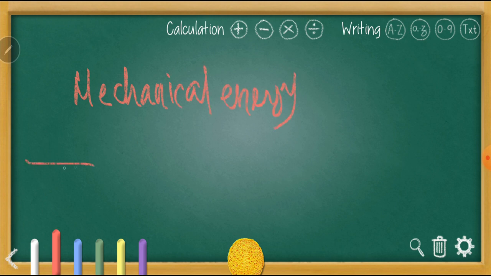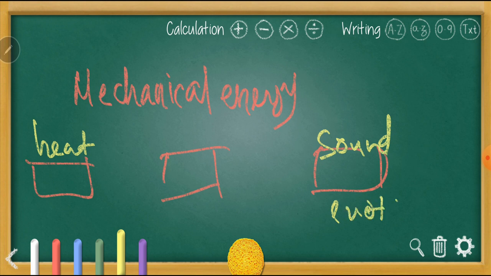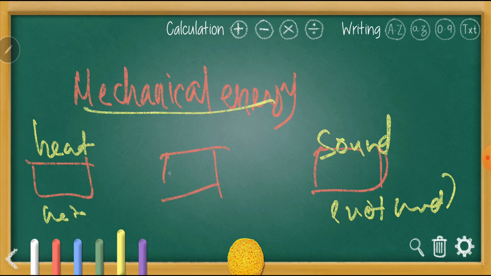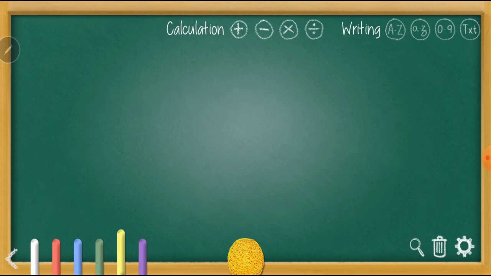Now below mechanical energy, you can see three boxes. In three boxes, you need to fill in the energy produced by this generator. One is heat energy and another is sound energy. Below this, you can see not used. Sound energy we are not using, heat energy we are not using. We are only using the electrical energy produced by a generator. So suppose in your textbook you see not used here, you should cut this "not". Actually, it is used.